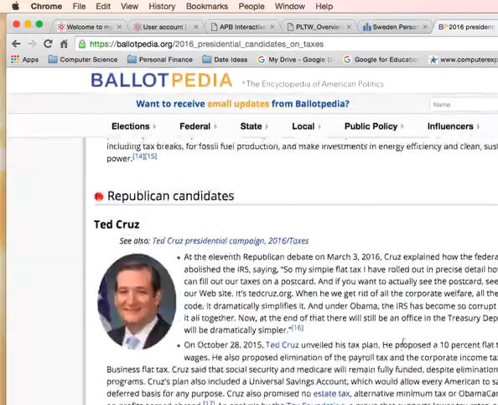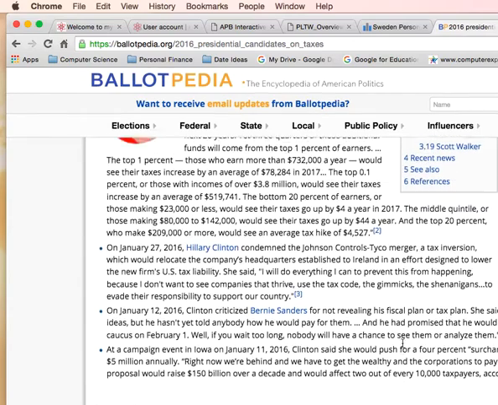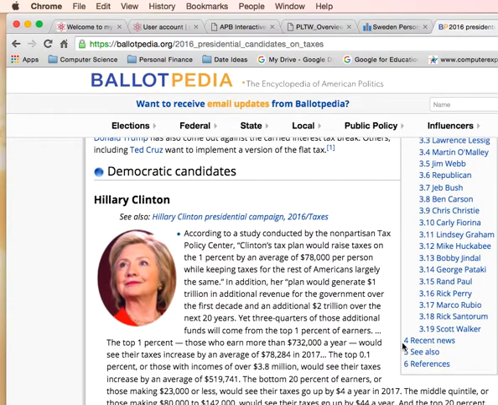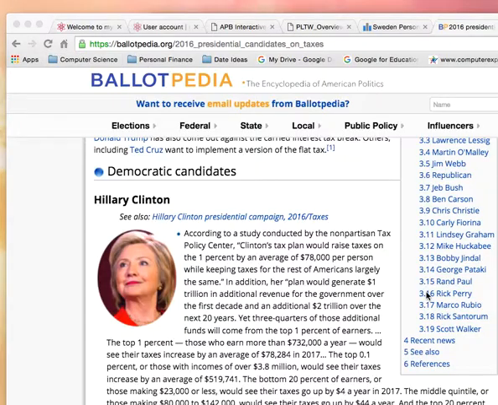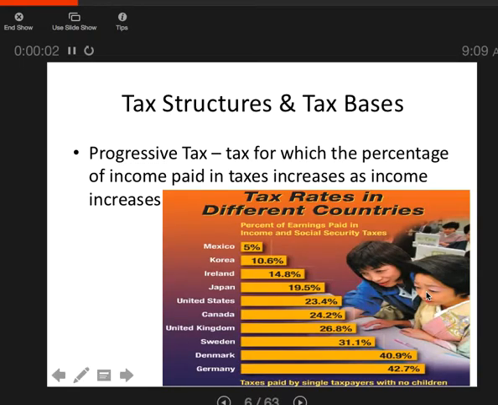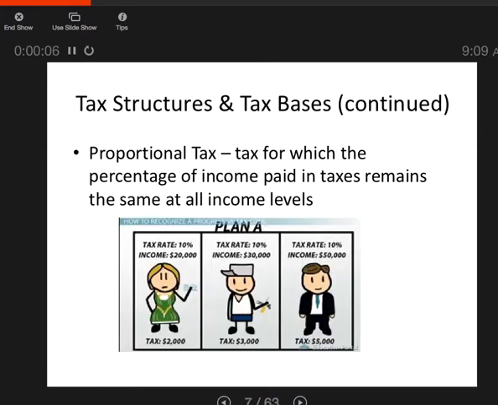But I thought it was just interesting about the remaining people that are in the election and their plans when it comes to the tax brackets. All right, back to the notes here. So that's a progressive tax. Let's look at the next one.